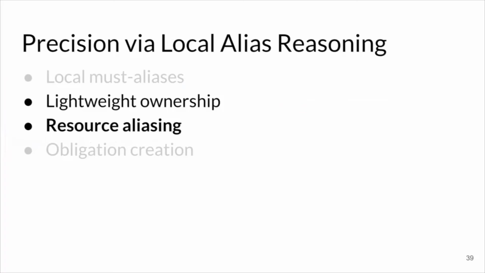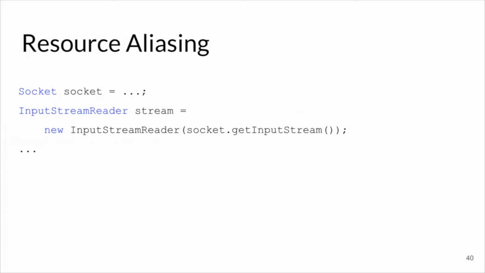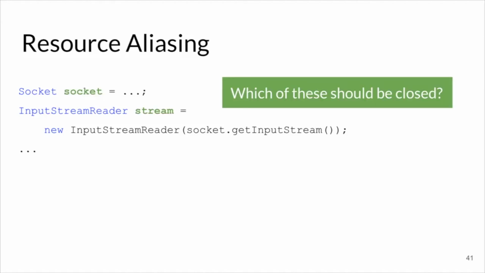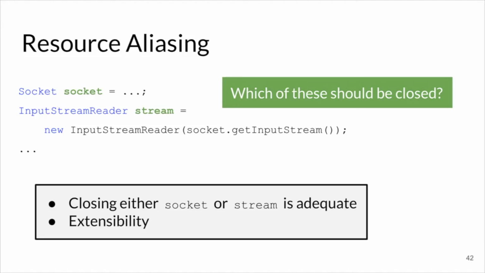Another kind of local alias reasoning that we do is resource aliasing. So if you have code like this, where you have a socket and this stream that wraps around the socket, you might reasonably ask the question, which of these ought to be closed? Is it both, or is it one or the other? And the answer actually is that it doesn't matter. And that's because closing either socket or stream is equivalent. If you call it on stream, then socket will also get closed, right? The underlying resource is the same.